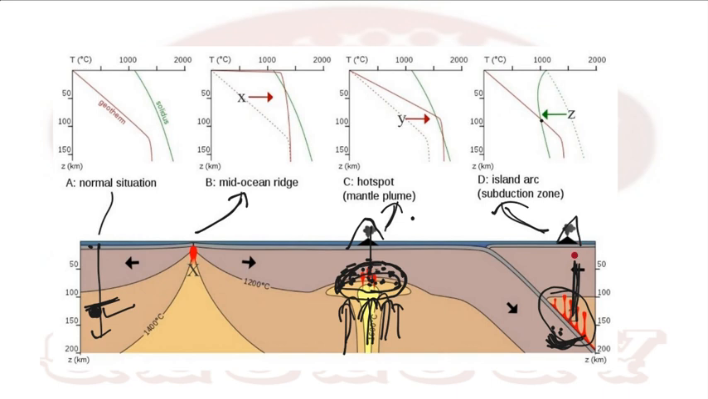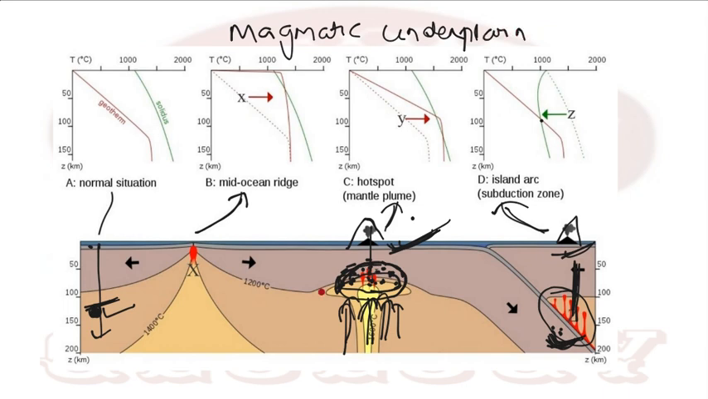If an island arc or volcanic arc is produced, that will be explained by this phenomenon. This phenomenon, here both, are magmatic underplating. So these are different processes where magma will generate and come to the surface.